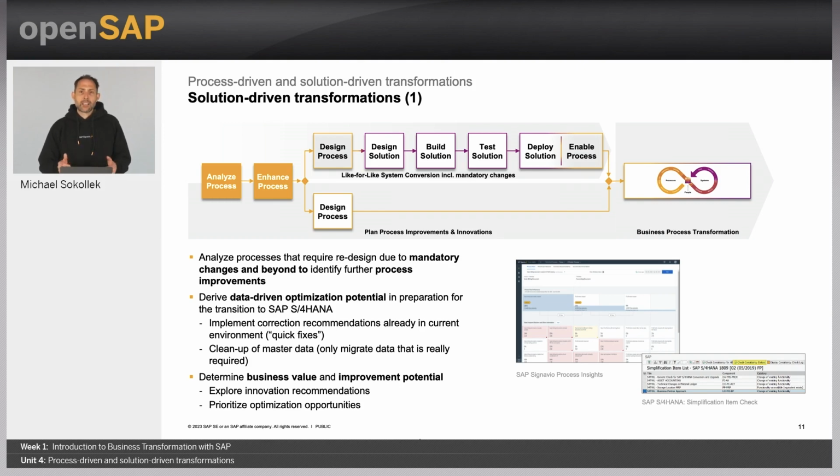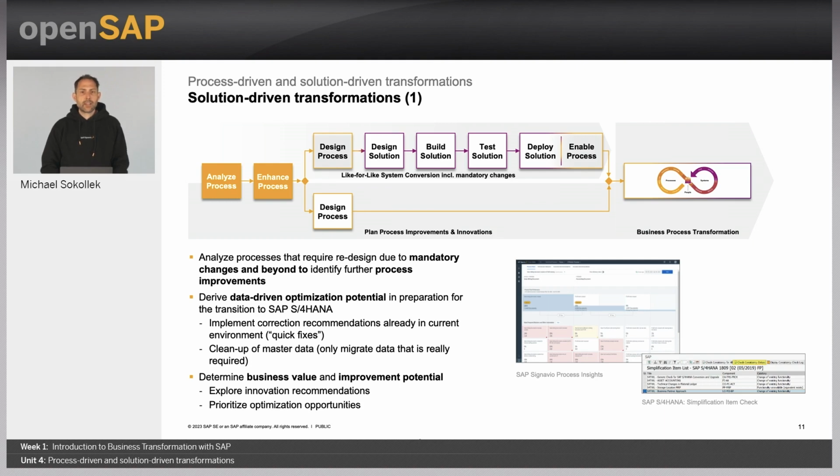SAP Signavio Process Insights allows customers to get fast insights into their process execution, identifying process improvement potentials. It provides them with data-driven correction recommendations, allowing them, for example, to clean up unused master data so that customers only migrate data that is really required. Innovation recommendations, on the other side, provide them guidance, which new SAP S/4HANA capabilities they should consider when they redesign their to-be processes. Now let me highlight one point.